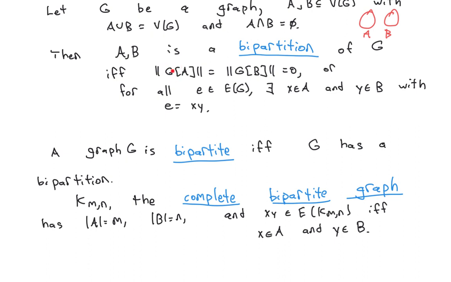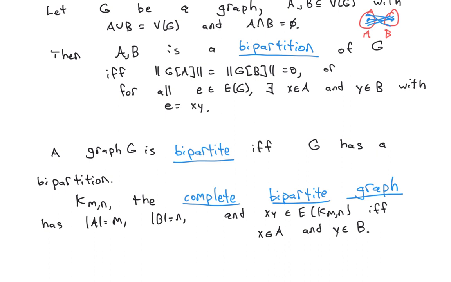The induced subgraph on A and the induced subgraph on B have no edges. In other words, every edge in the graph has to have one endpoint in A and one endpoint in B. All the edges have to run across the split. So if a graph has a bipartition, we will refer to that graph as being bipartite.